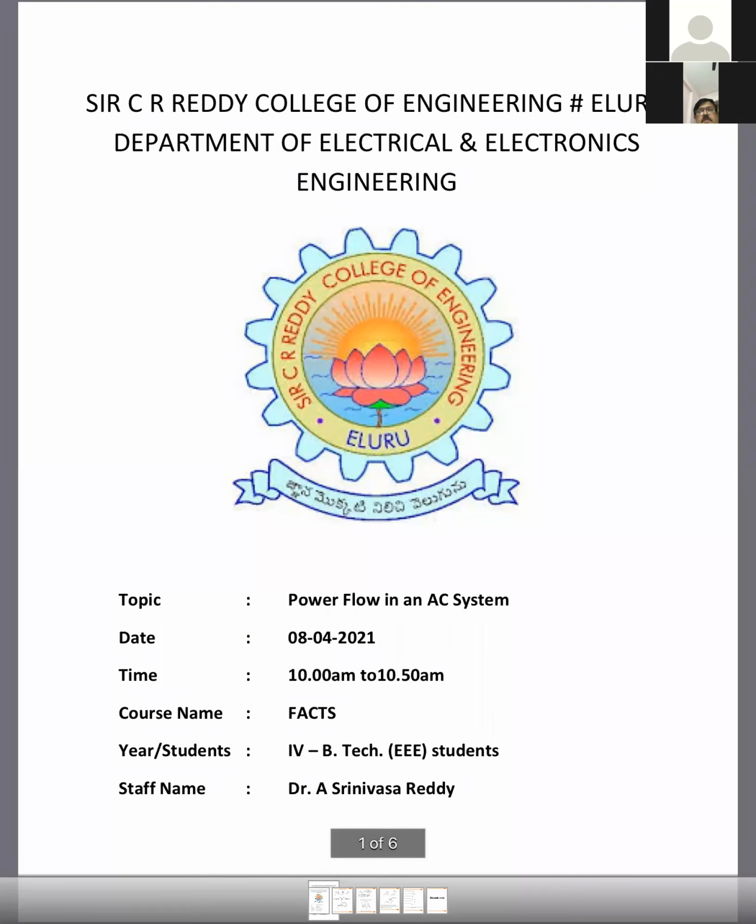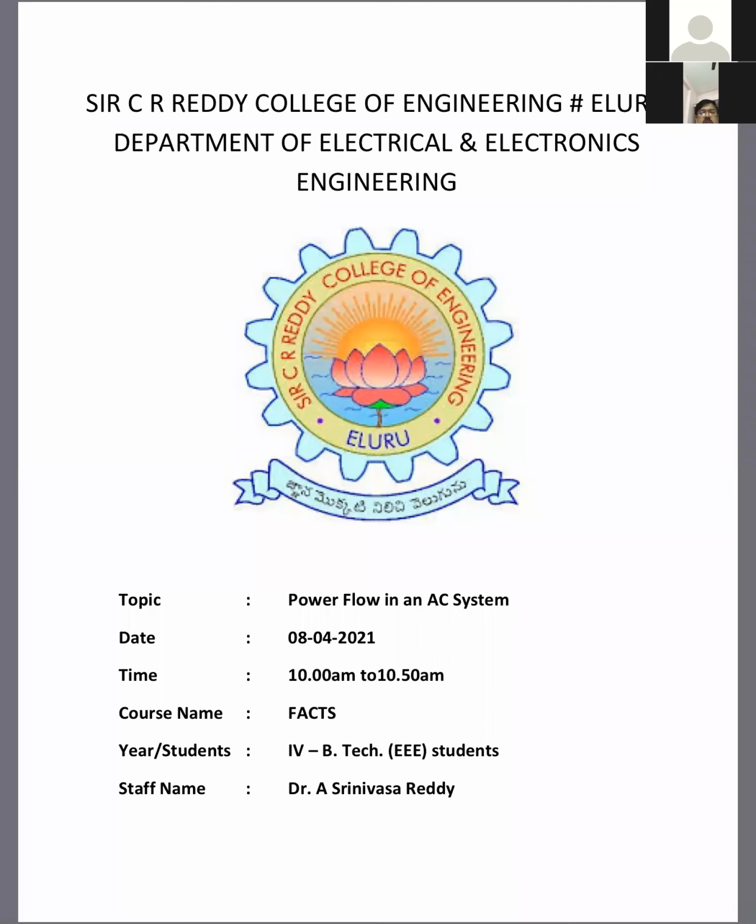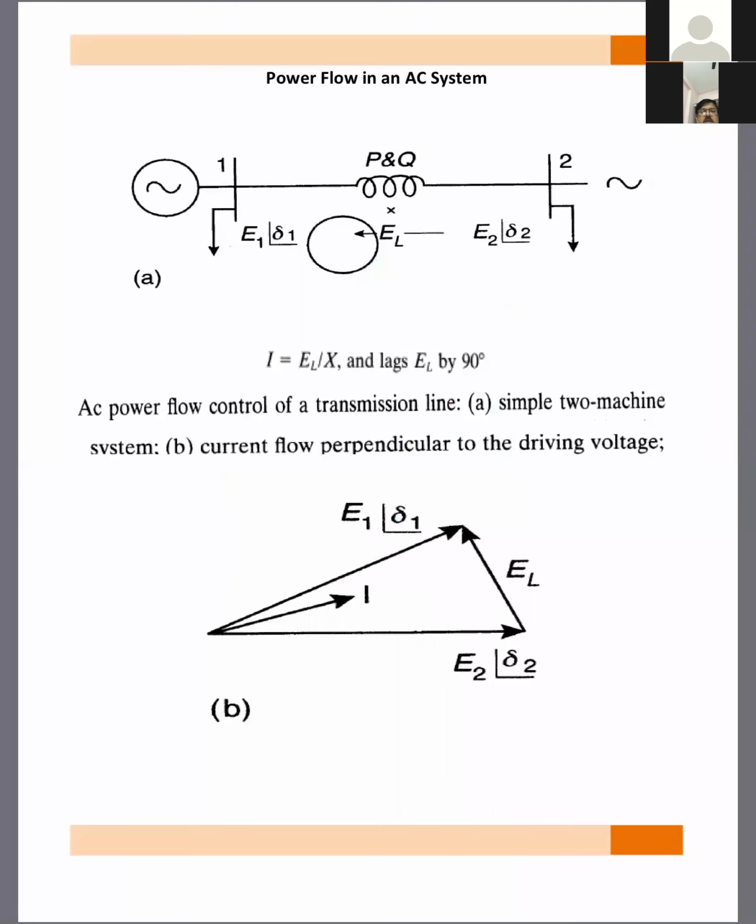Generally, power flow in a DC system is based on the potential difference divided by the resistance. But in the case of AC, we take a phasor difference, that is, the difference of the voltage between the nodes divided by the impedance. In a similar fashion, we discussed this in the last class, and this is an extension of that one.